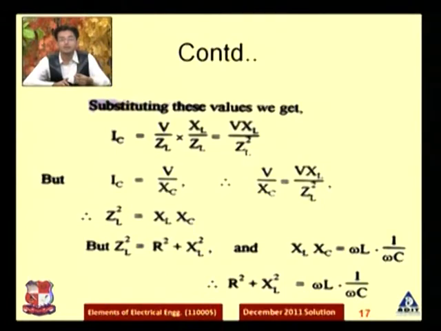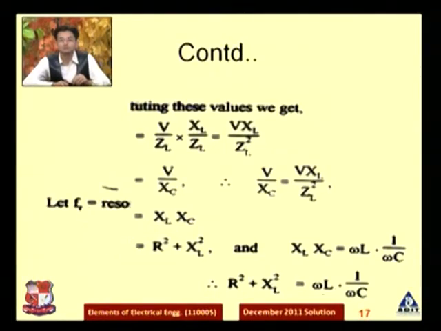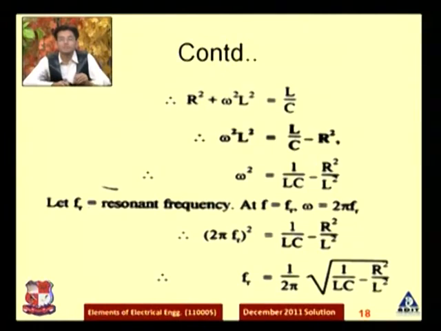What is ZL? ZL is the impedance of your branch 1. So it is R square plus XL square. Or you can consider that R is the internal resistance of your inductor. So you will get the relation R square plus XL square is equal to omega L into omega C. So R square plus omega square L square is equal to L by C. By comparing the two equations, you will get this relation.